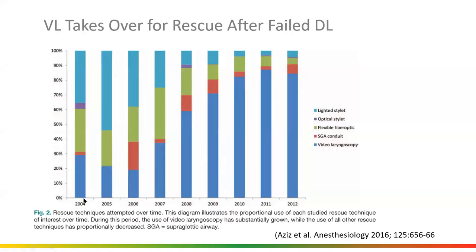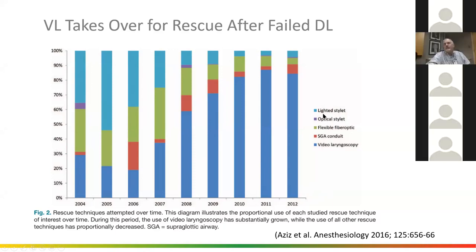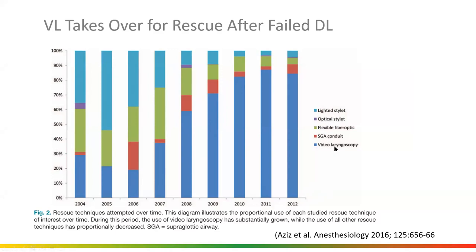You can see over time here, this is 2004 all the way through 2012. They looked at all of the different techniques that were used after a failed attempt with DL. You could use a video laryngoscope, supraglottic airway or LMA, flexible fiber optic scopes, optical stylets, and lighted stylets. And you can see in these stacked graphs that initially people grabbed the lighted stylet a lot. Then fiber optic was the next choice. And then you had video laryngoscopy.